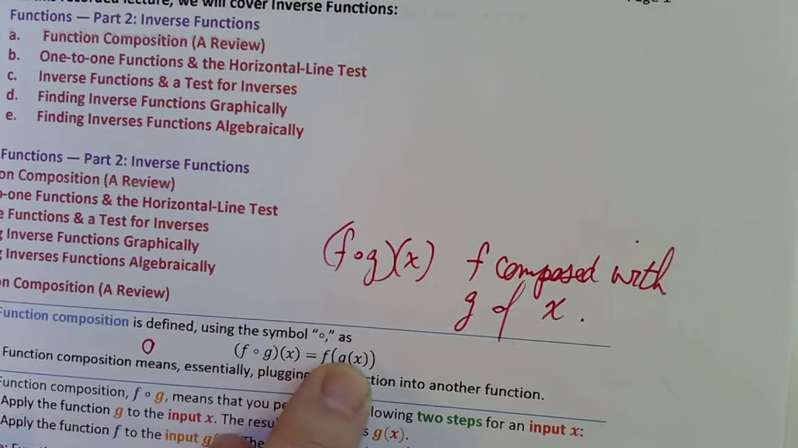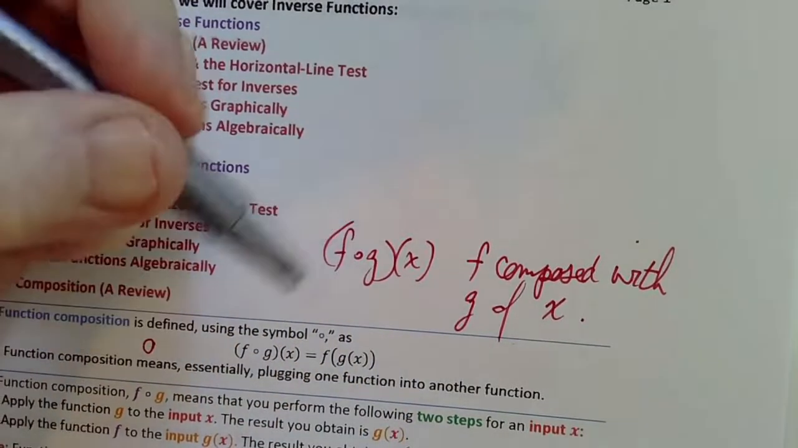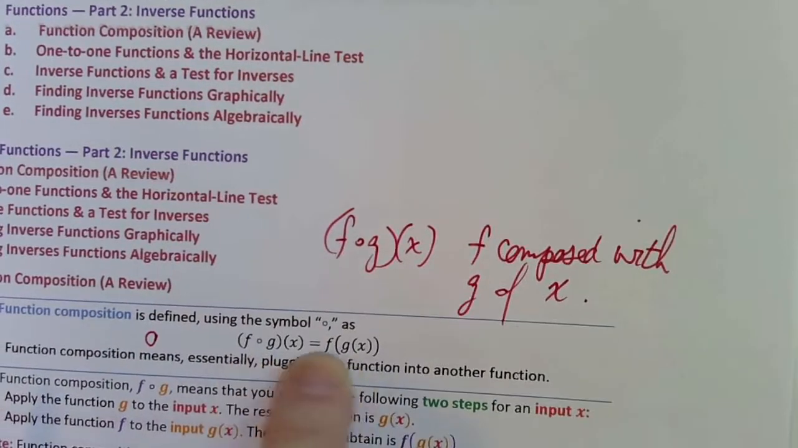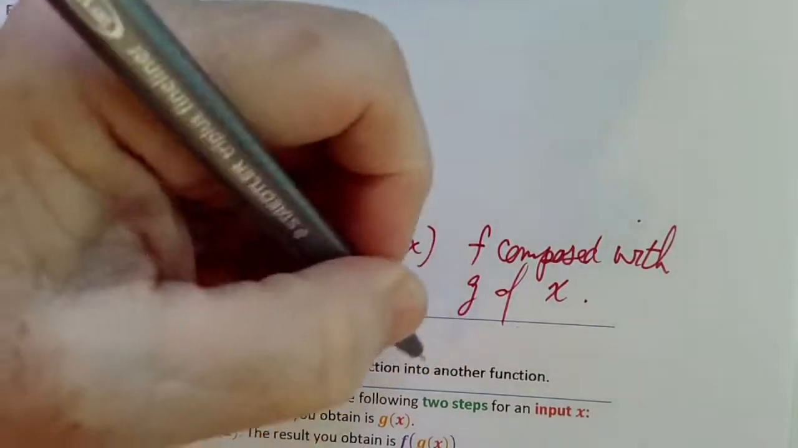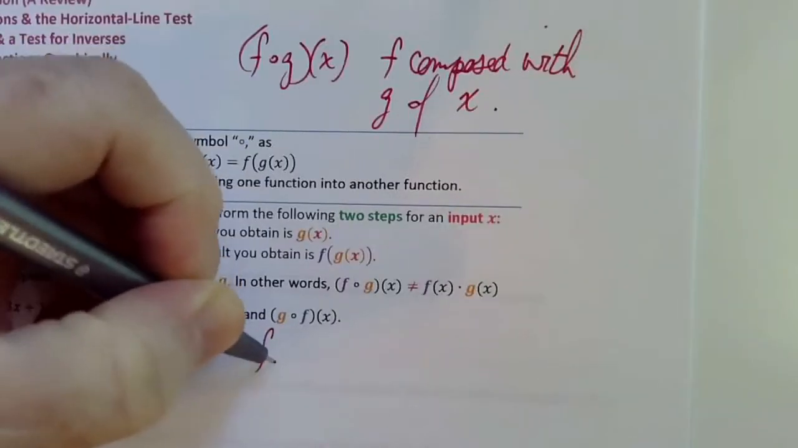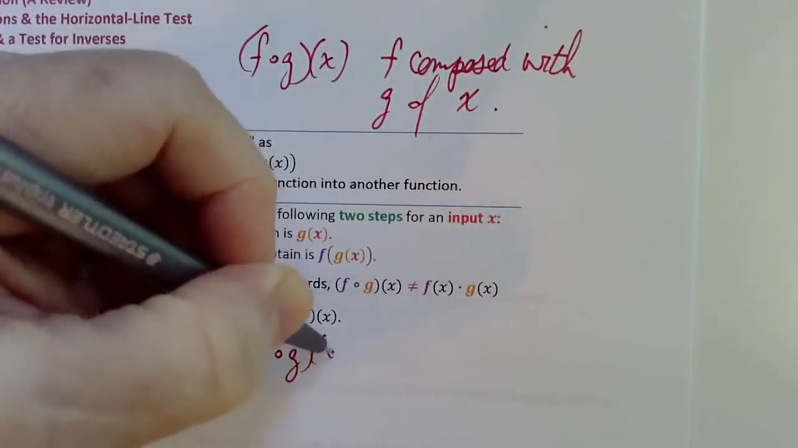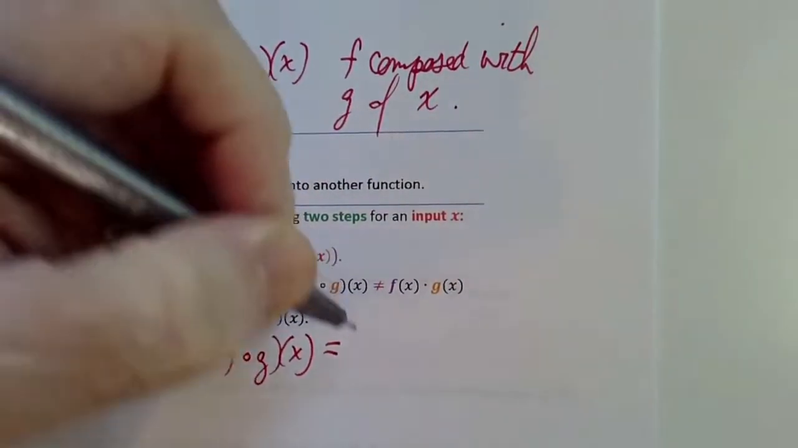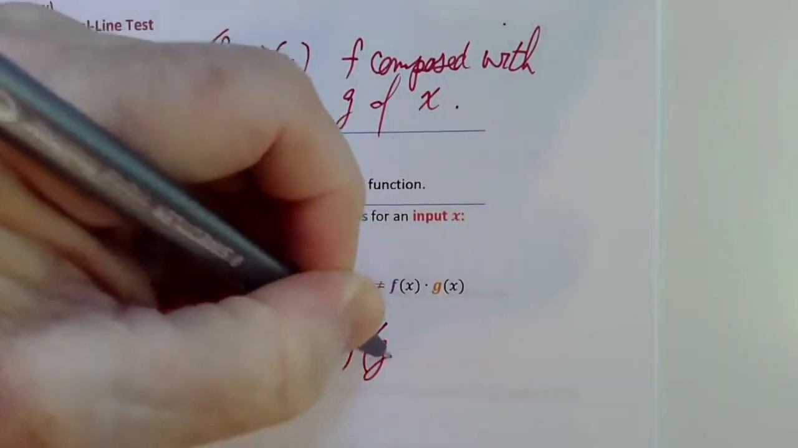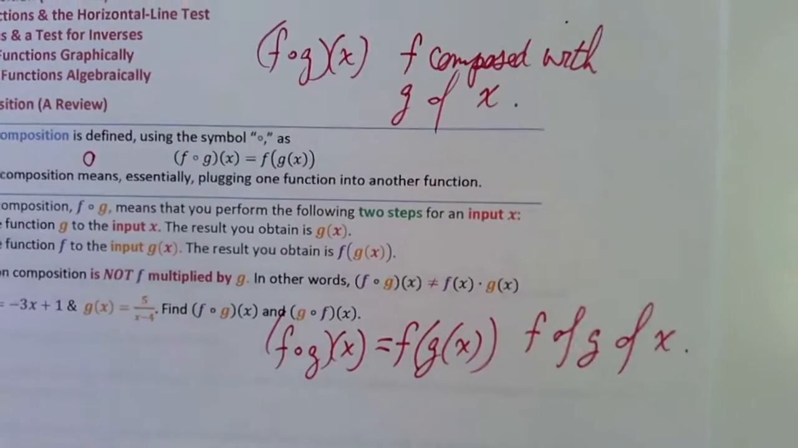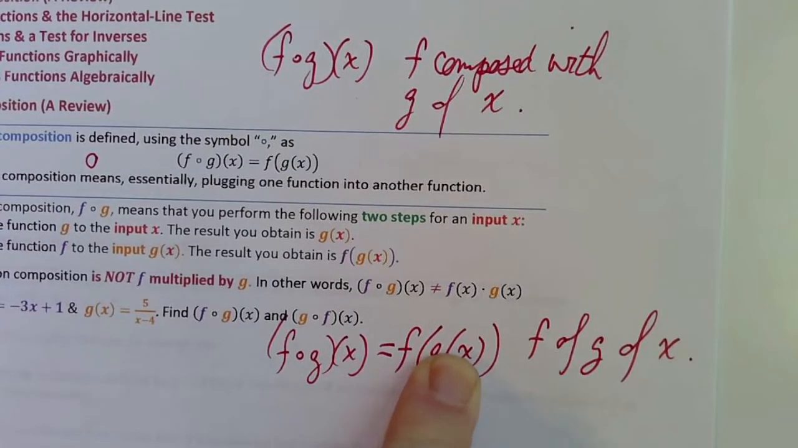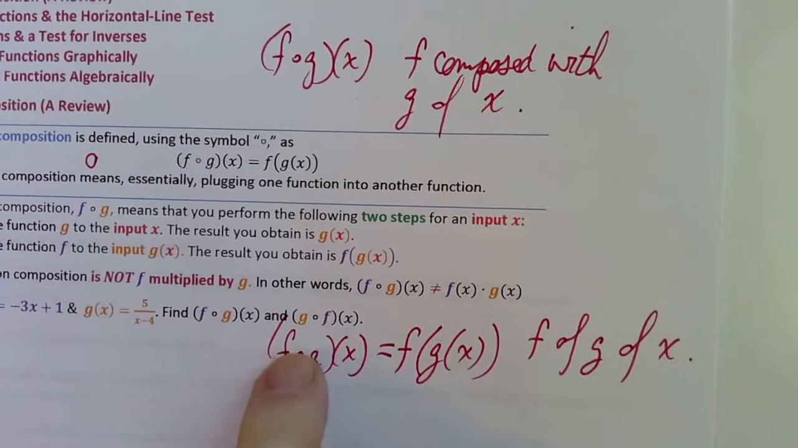Composition is defined by this relationship right here. So every time you have a composition, I want to see this next step. f composed with g of x is equal to, or defined as, f of g of x. We read this f of, every time we get to an open parenthesis, we say of, g of x. That means we're essentially plugging the function g of x in for all the x's in f's formula.